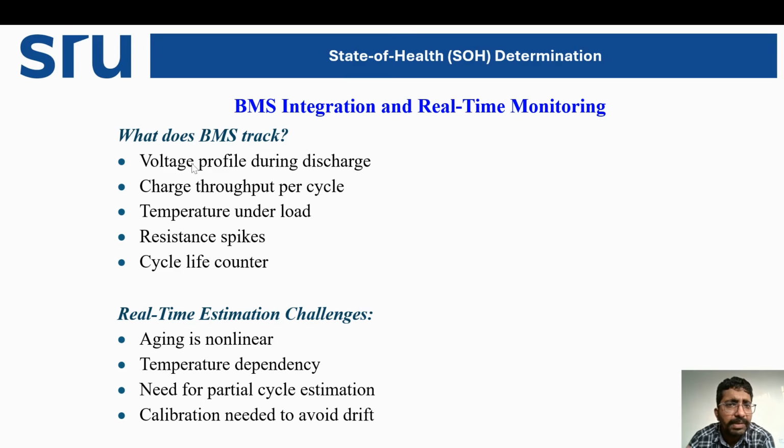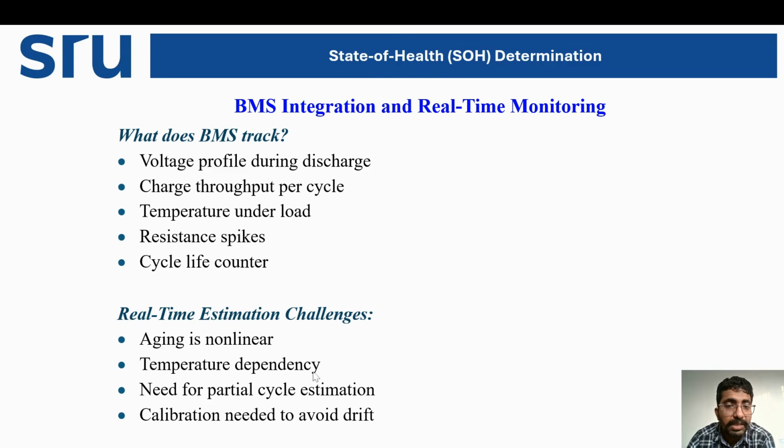So the battery management system, what we are expecting, it should be able to continuously monitor the voltage profile during discharge, charge, charge throughput per cycle, temperature under the load, resistance spikes, and cycle life counter. All these things it should be able to estimate. Then real-time estimation challenges, what are the challenges that we can be facing? Aging is non-linear and temperature dependent. So accuracy will be lower if the temperature is higher.